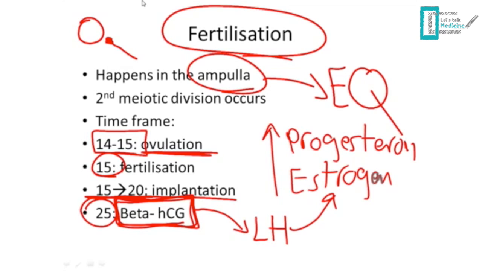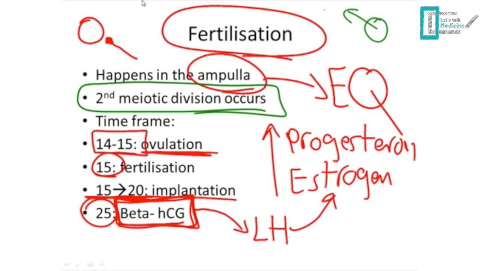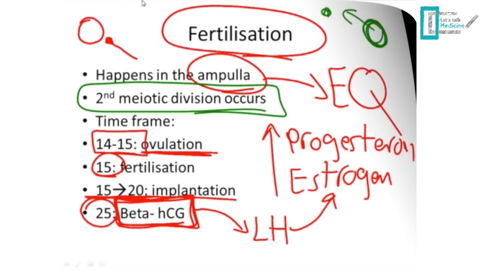Another important point we have to mention: the second meiotic division happens in fertilization. When did we say the first one finishes? The first one finishes right at ovulation, before the oocyte leaves the follicle. That's when the first meiotic division happens. An exam question might come: when does the second meiotic division happen? Well, that will happen at fertilization.